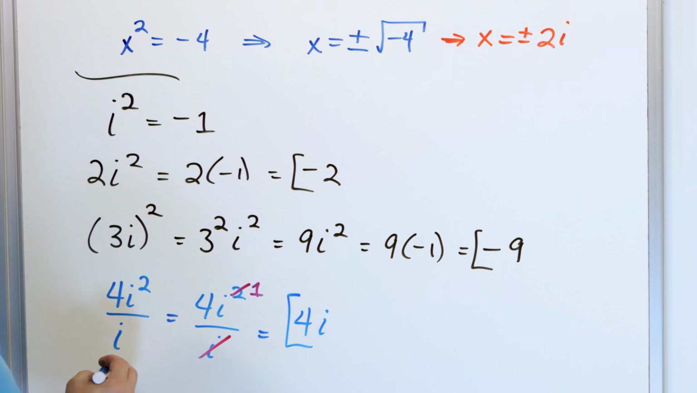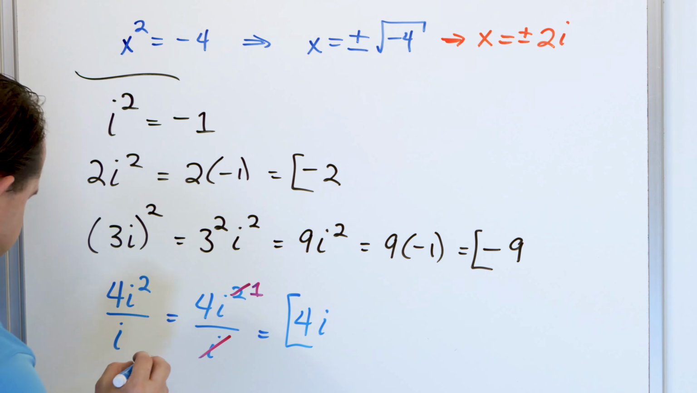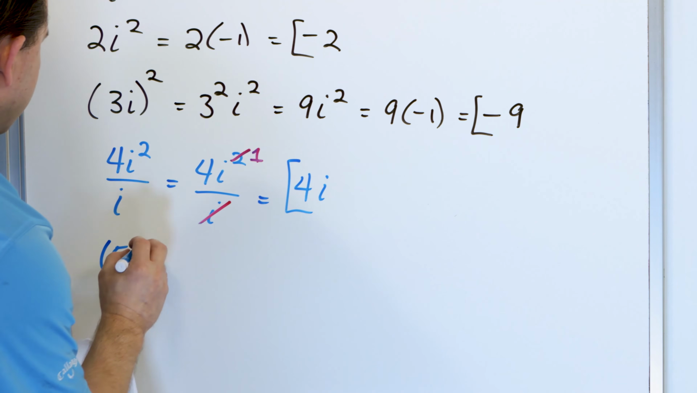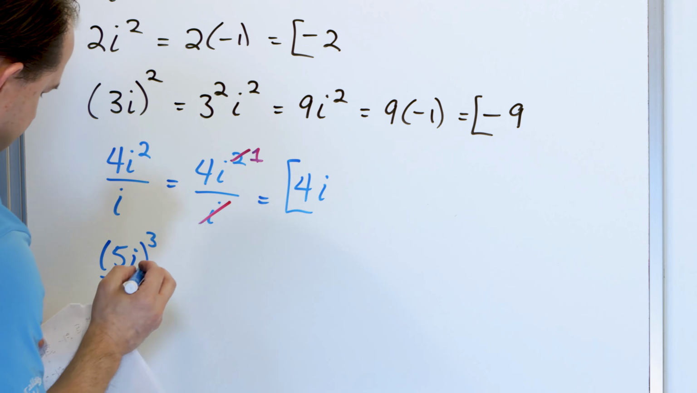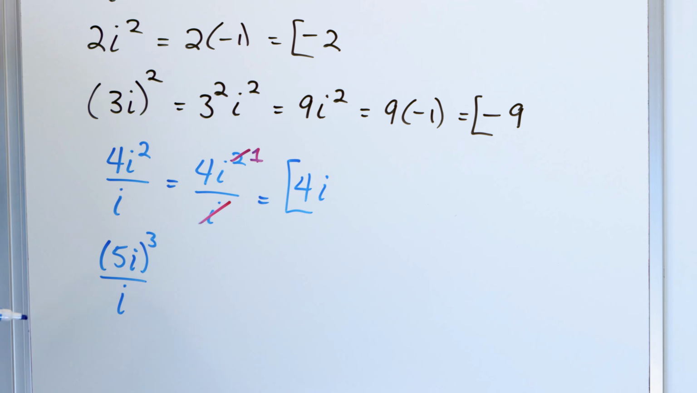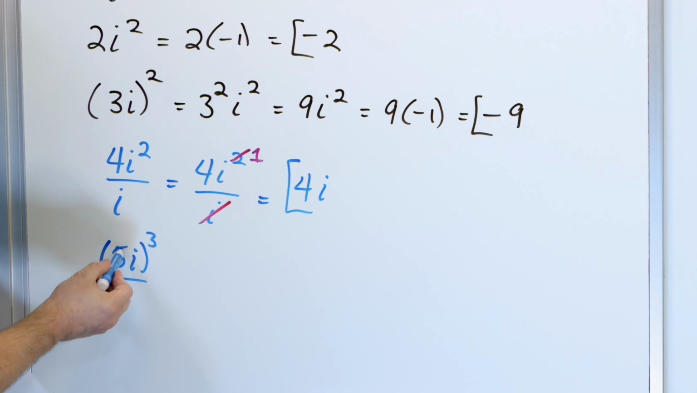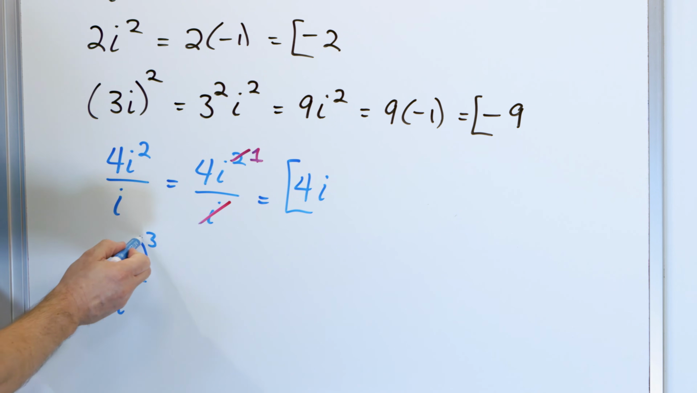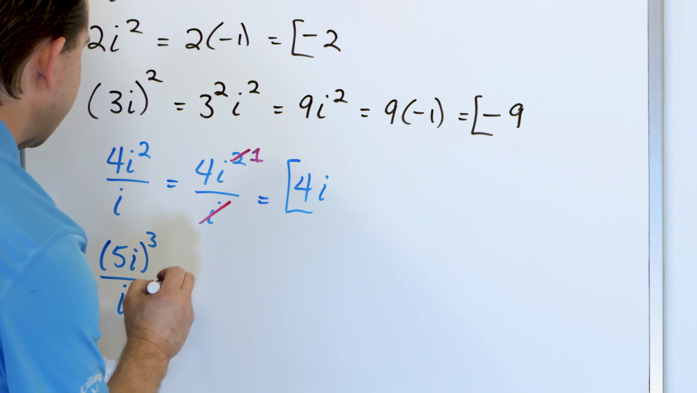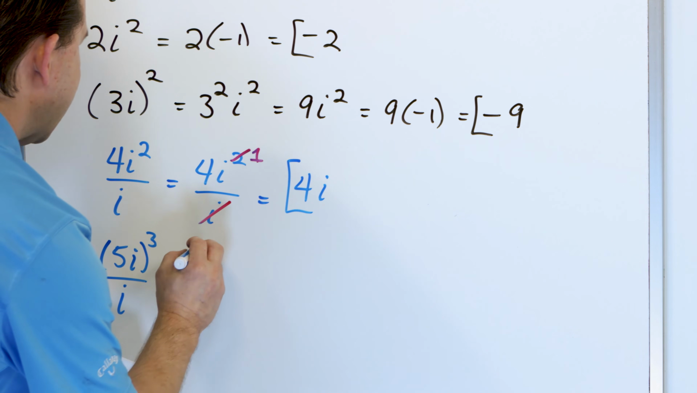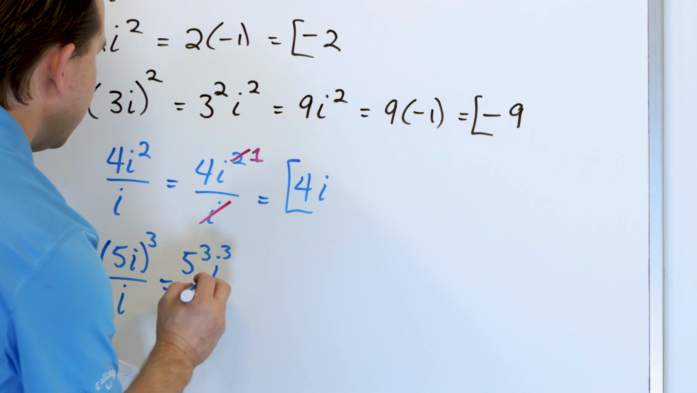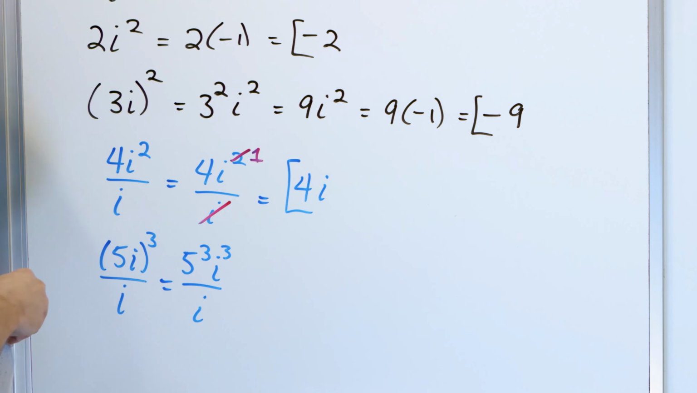Okay. What if I have something more complicated? What about 5 times i quantity cubed, but on the bottom, I also have an i? How do I handle that? Well, I still have this numerator. The 3 is going to apply to the 5 as an exponent. It's also going to go in and apply to this i, right? So you have 5 cubed times i cubed. And on the bottom, you still have this i, right?